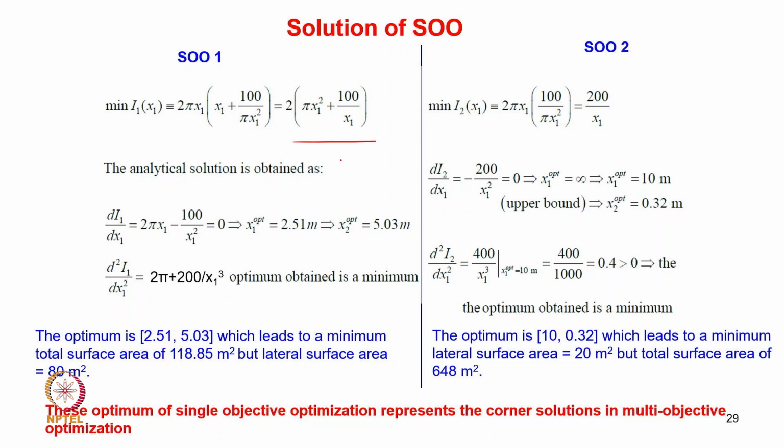So, analytically, how can we minimize? I can differentiate this equation with respect to x1 and equate to 0. If I differentiate it with respect to x1, what we are going to get is 4 pi x1 minus 200 divided by x1 square equals 0. x1 optimum comes around 2.51. Similarly, x2 optimum comes around 5.03, isn't it?